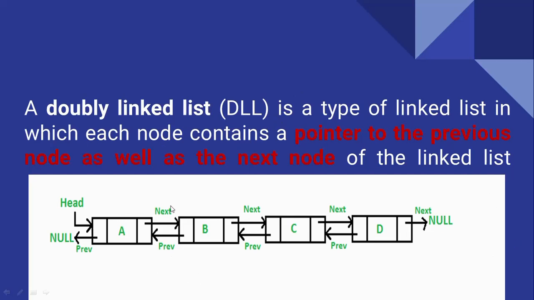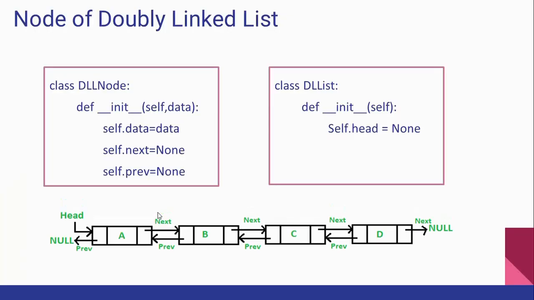As per the definition, here we are having two links. One is representing the previous node and another one is pointing to the next node. So that is what gives the name doubly linked list. Okay, so this is the code snippet for creating a node.